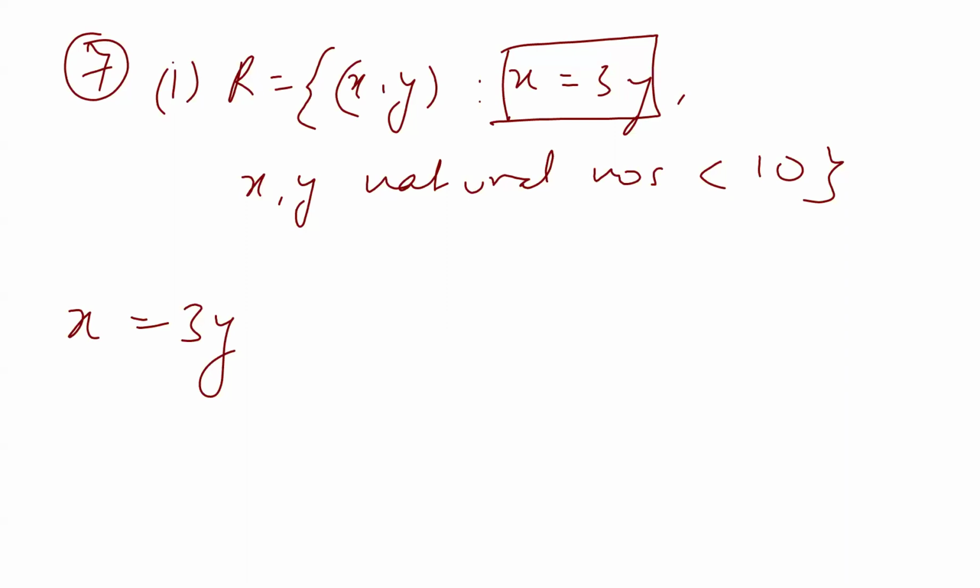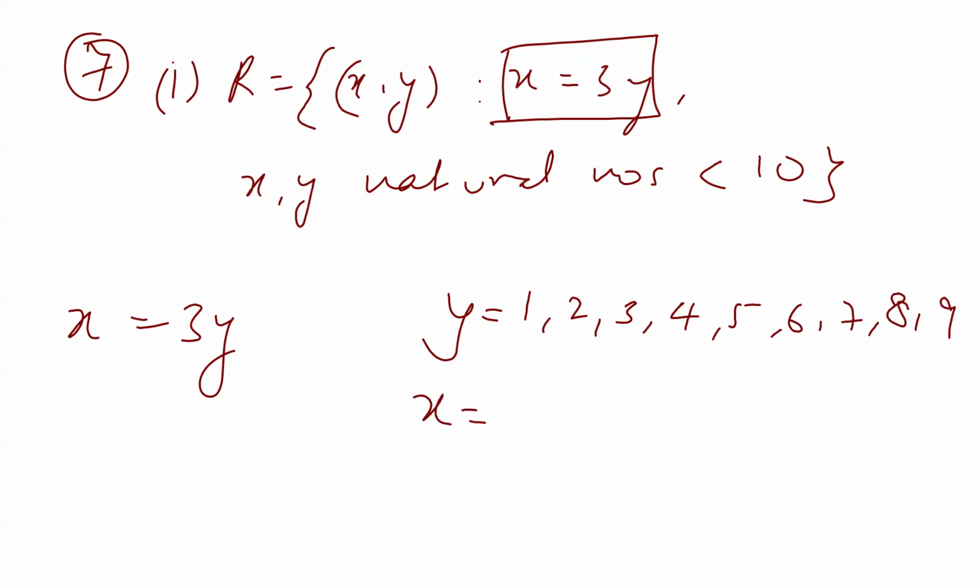So values of x are dependent on values of y. So I'll take y as 1, 2, 3, 4, 5, 6, 7, 8, 9. Natural numbers less than 10. So the first value of x is equal to 3 into y. The first value of y is 1. So x is equal to 3. So 1 will be mapped to 3. Then the second value of y is 2. So the answer is 6. So 2 will be mapped to 6.